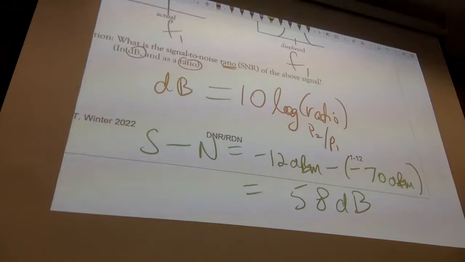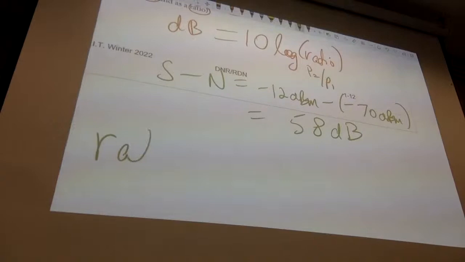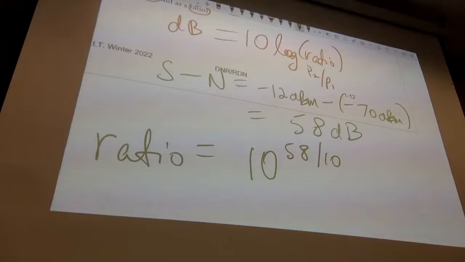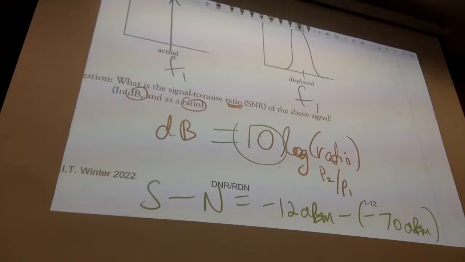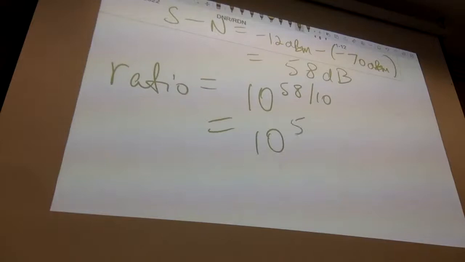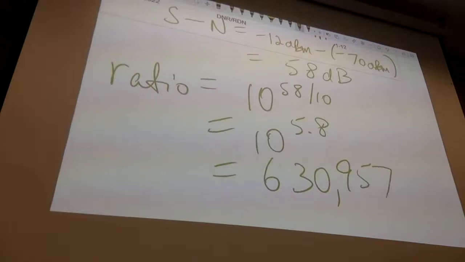What's the ratio? Reverse the formula. Ratio: 10 to the 58 divided by 10. You remember where the 10 came from? This 10. We're just undoing it. 10 to the 5.8. 630,000 to 1 is the ratio.